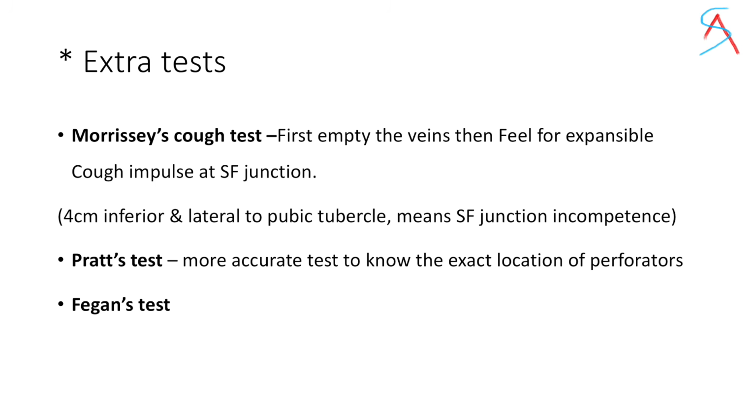There are other extra tests also. There's the Morrissey cuff test, in which first we empty the vein, then we feel for an expansile cuff impulse at the saphenofemoral junction. It means saphenofemoral junction incompetence is there. There is another test called Pratt's test, which is more accurate to know the exact location of perforators. You can read from your book for more detail. Fagan's test, which I have already described to you.